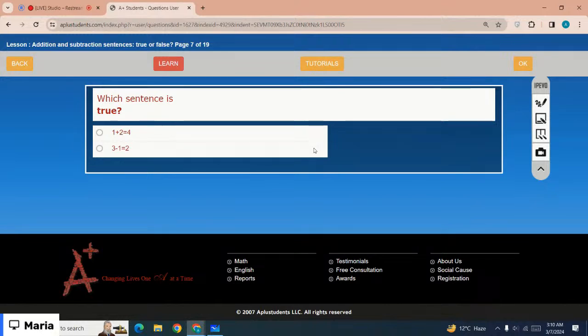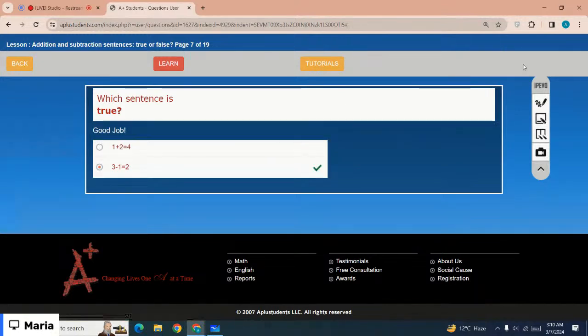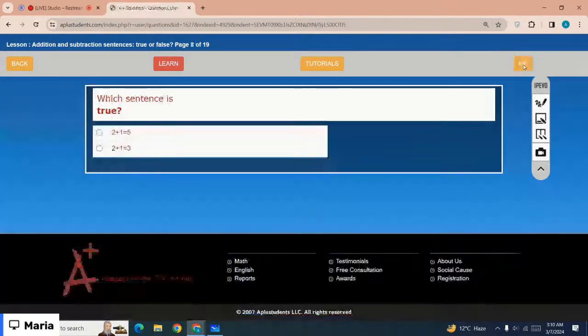Option number 2 is the correct option. 3 take away 1 equals 2, right? Which sentence is true? 2 plus 1 equals 5 and 2 plus 1 equals 3. Which is the correct option?